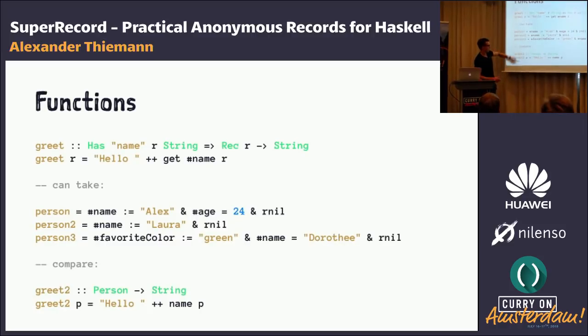And if you compare that to a greet with the vanilla Haskell records, well, here you can only ever have a person that has exactly those two name and age fields. You can never have something else in this place, right?